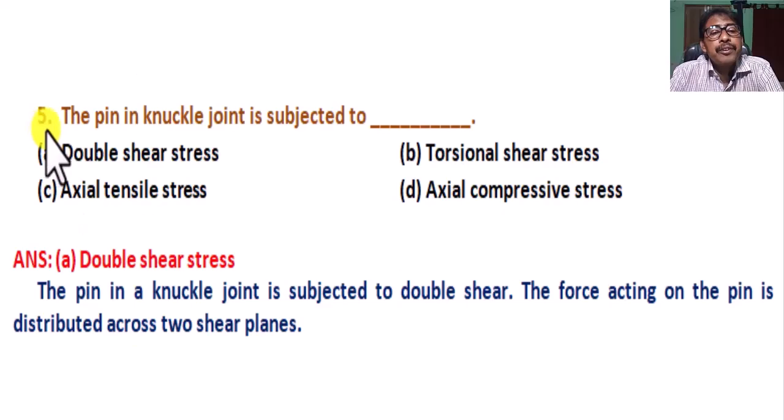Question number 5. The pin in a knuckle joint is subjected to option A, double shear stress, option B, torsional shear stress, option C, axial tensile stress, option D, axial compressive stress. Correct answer is A, double shear stress. The pin in a knuckle joint is subjected to double shear. The force acting on the pin is distributed across two shear planes.